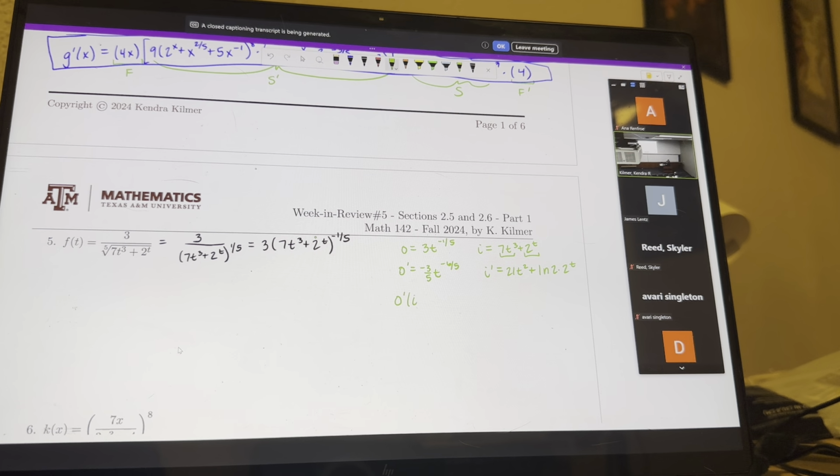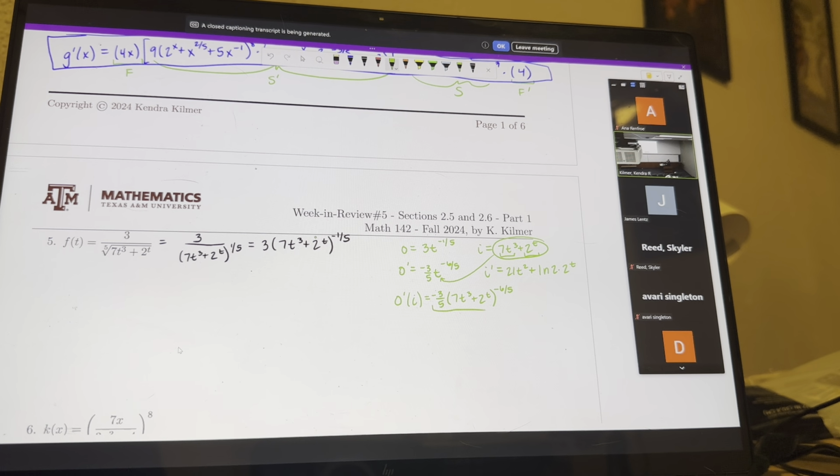And so we take our inside and we plug it in for t in my function. Okay. So we have negative 3/5 times 7t cubed plus 2 to the t raised to the negative 6/5.